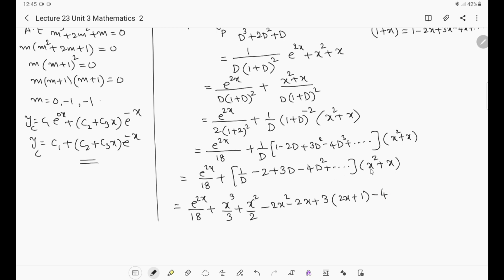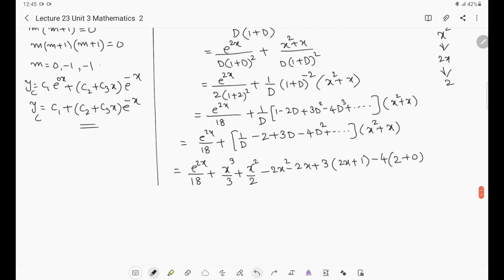Second derivative of x square: first derivative is 2x, second derivative is 2. And for x, first derivative is 1, second derivative is 0. So 2 plus 0. So these are the terms we are getting.